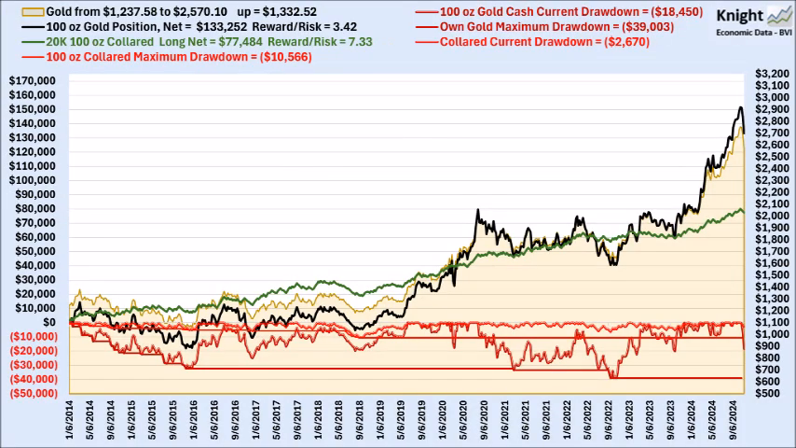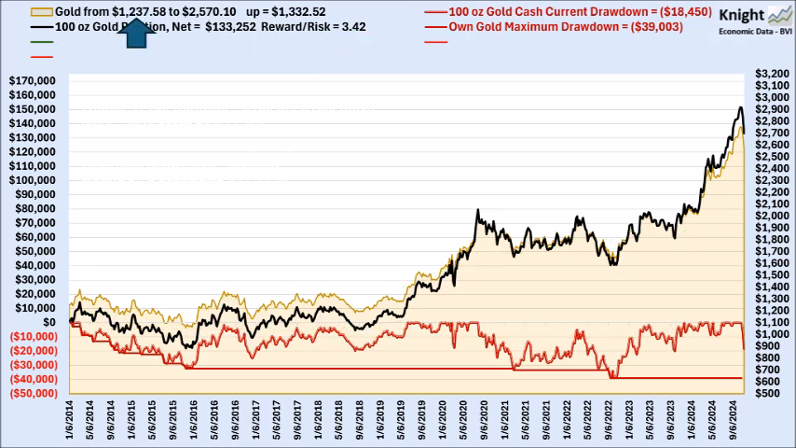$6,955. Now let's compare the performance and risk of an unhedged long-term position in gold versus a long-term position using collars to define risk and profit on every trade and for the duration of every trading period, from December 2013 through November 2024. Gold closed out 2013 at $1,237.58 per ounce. By the 11th of November 2024, it was trading at $2,570.10 per ounce, up $1,332.52 per ounce.